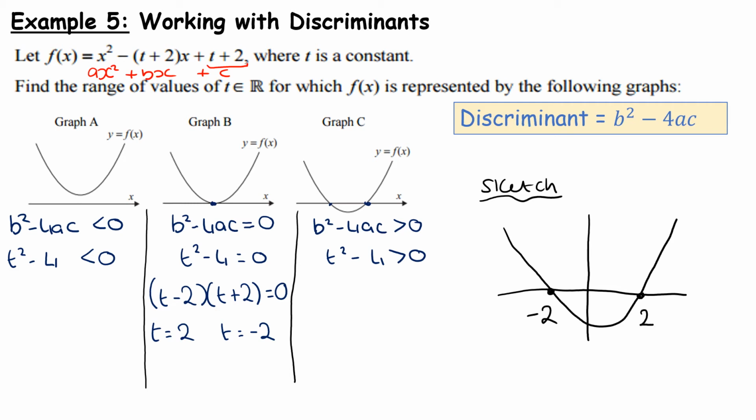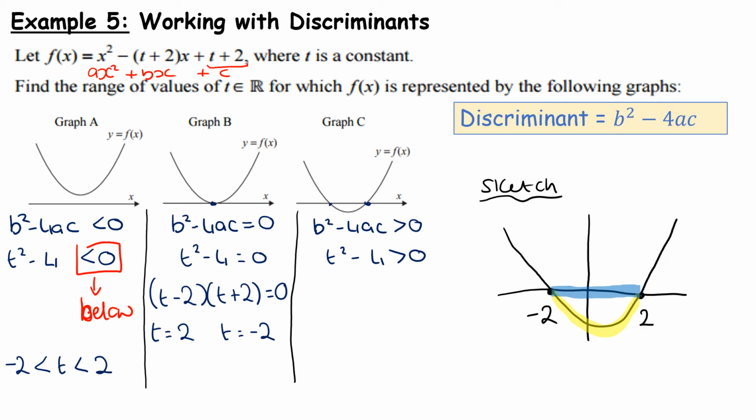So let's look at graph A first. We're looking at less than 0, which means below. So we're looking at this portion of the graph here, which corresponds to these x values. So those x values, t values, they're going to be between -2 and 2. The blue line is less than 2. So it is -2 is less than t is less than 2.